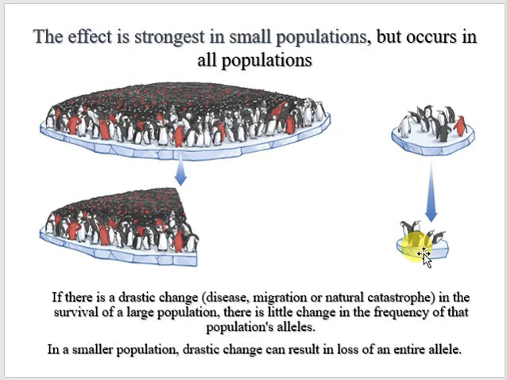Because if you start off with a small population, any sort of drastic change is going to have a significant impact on the genetic composition and result in huge losses of alleles. It can result in the loss of an entire allele. But if you have a larger population, there's more chance of diminishing the amount of change that's felt as far as the frequency of alleles within the population.